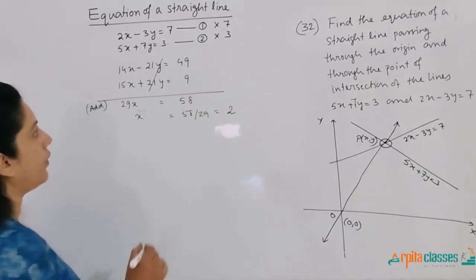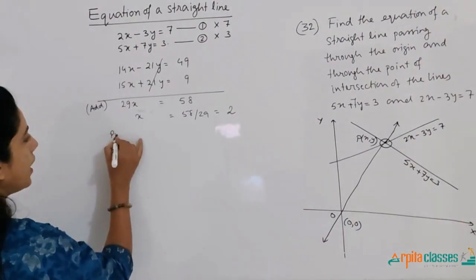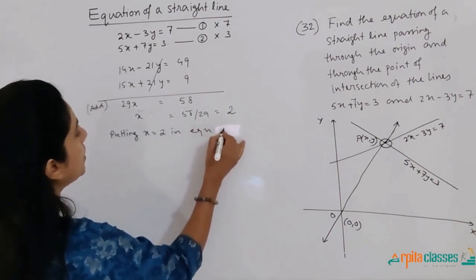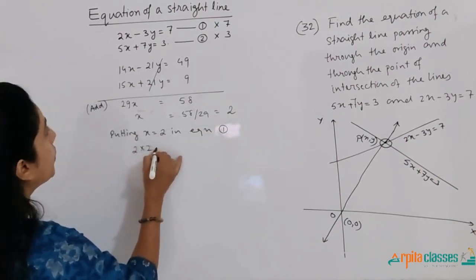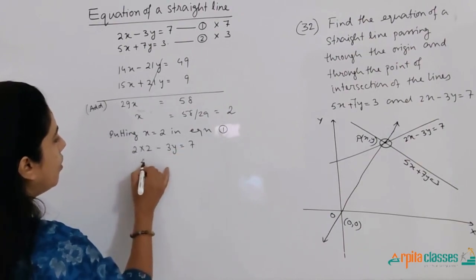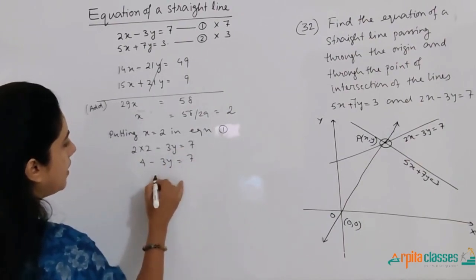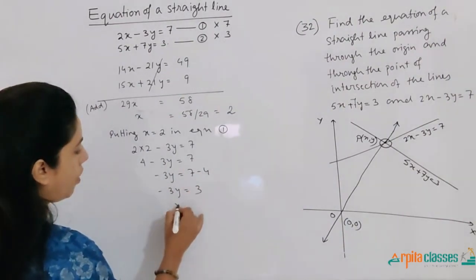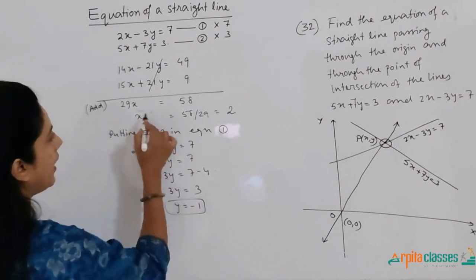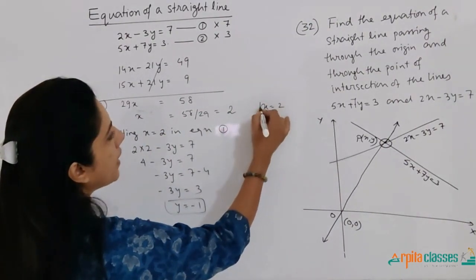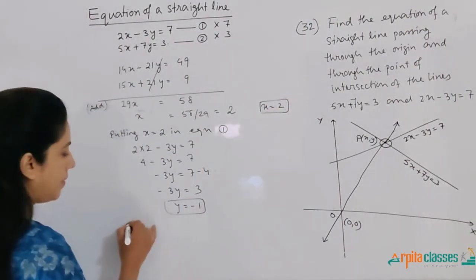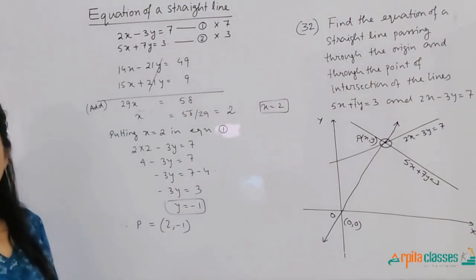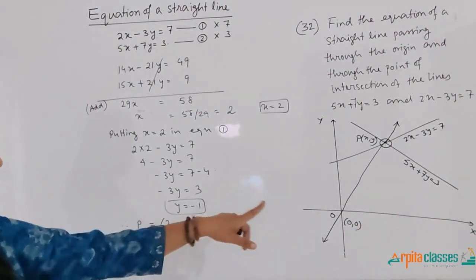Now we'll put the value of x in either of these equations. So putting x is equal to 2 in equation 1: 2 into 2 minus 3y is 7. 4 minus 3y is 7. Minus 3y is 7 minus 4. Minus 3y is 3, or y is equal to minus 1. So x is equal to 2 and y is equal to minus 1 we got. That means we got the point P, that is (2, minus 1). Now the required line goes through P and O.